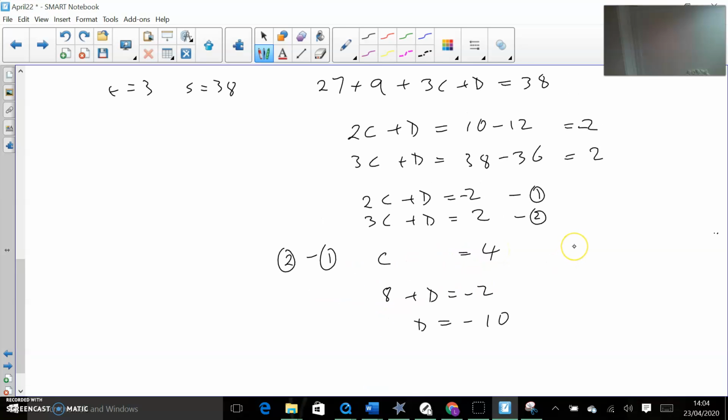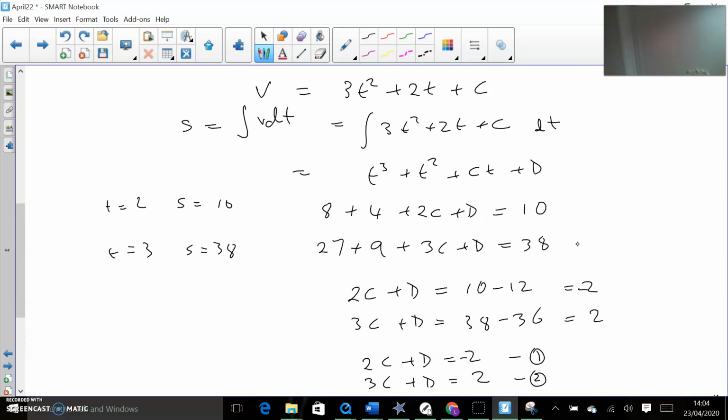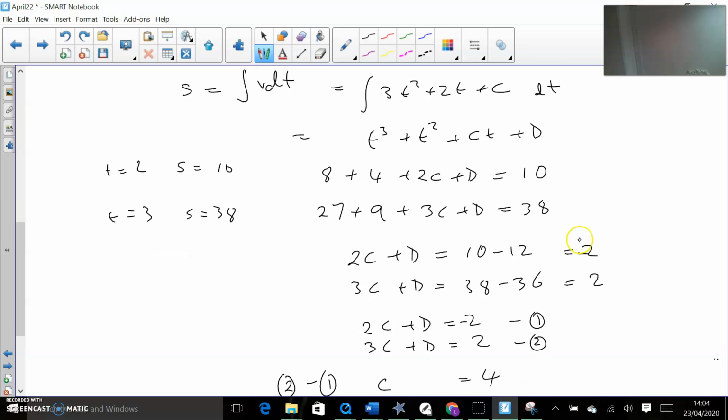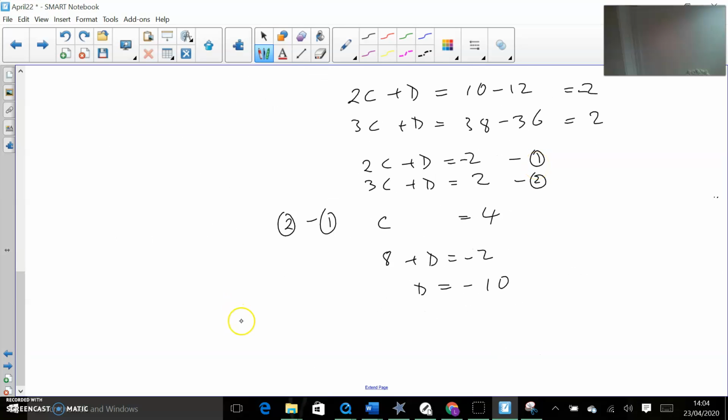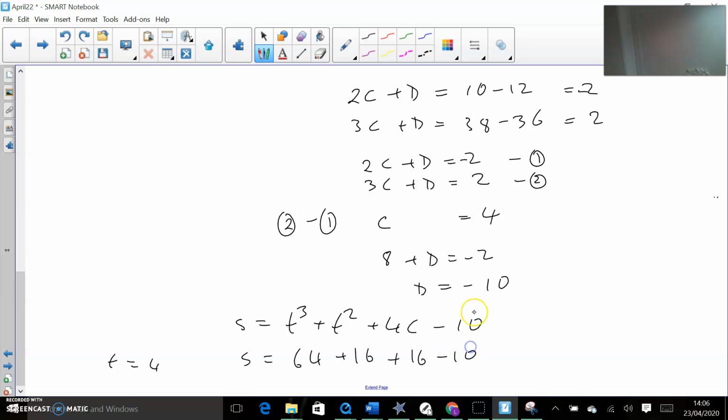So we have an expression for s, t cubed plus t squared plus 4t minus 10. So s equals t cubed plus t squared plus 4t minus 10. Okay, so we have the displacement. Now we need to find the displacement when t is 4. So if t equals 4, substituting, s equals 4 cubed, 64, plus 4 squared, 16, plus 4 times 4, 16, minus 10. So that's 64, 80, 96 minus 10 is 86 meters.